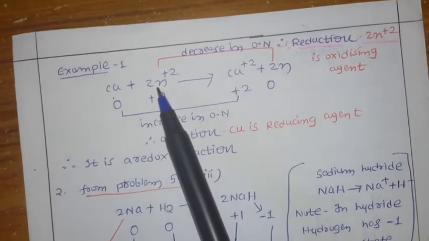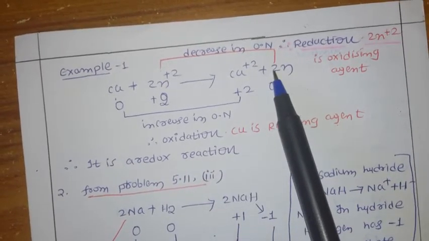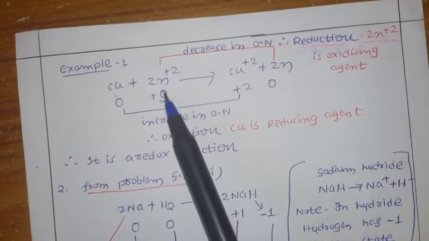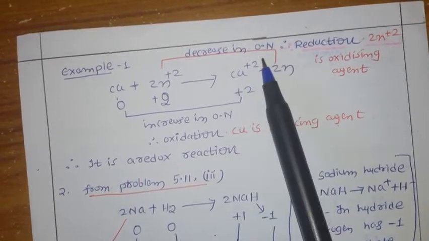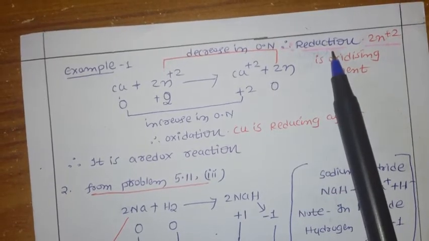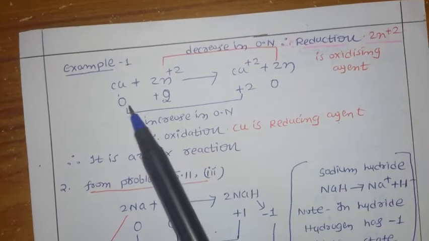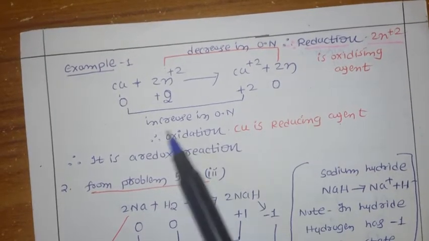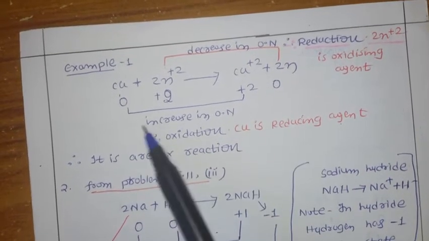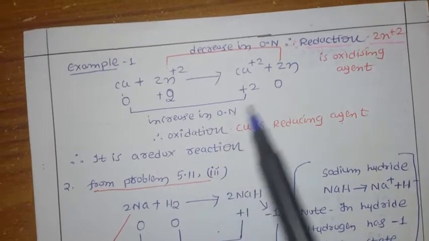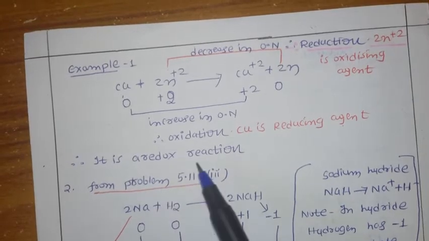Now Zn2+ is converted into zinc. If you see the oxidation number, we have +2 to 0. So +2 to 0 means a decrease in oxidation number, so that reaction is called reduction. Next, copper 0 is converted to copper +2. So there is an increase in oxidation number, which means the reaction is oxidation. So this is a redox reaction.